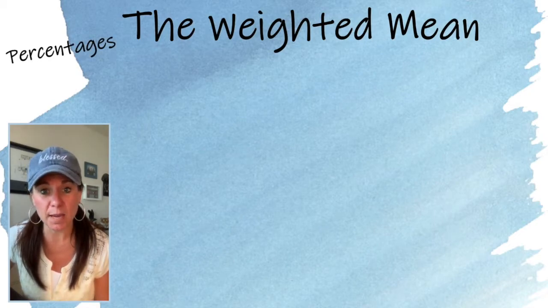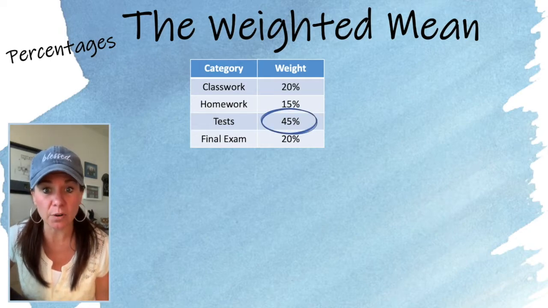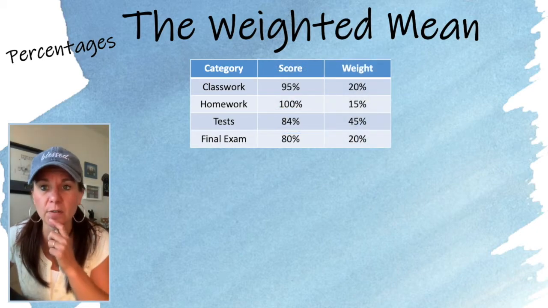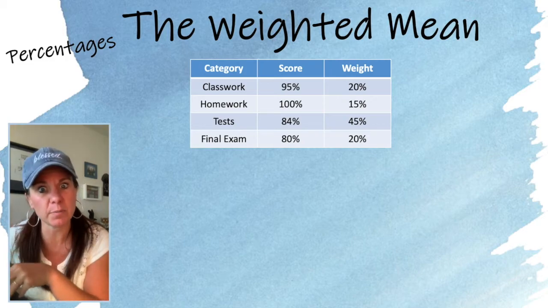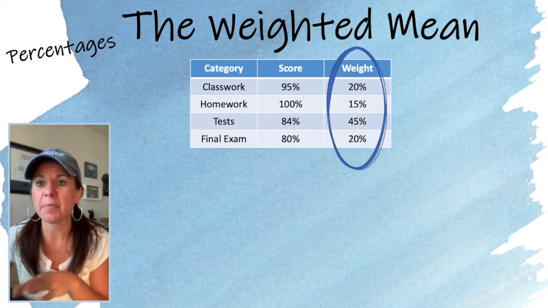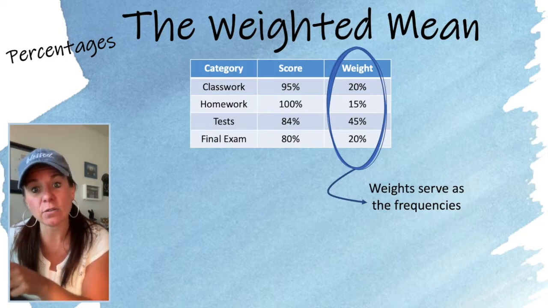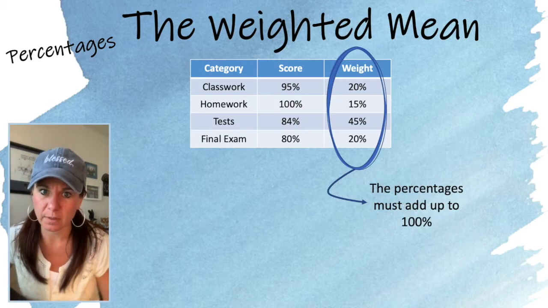Right, now another way to do weighted mean is with percentages. And this is something you might see in an academic setting where you have classwork, homework, tests, or whatever, all worth different things. In this case, tests are worth the most. So let's squeeze in some scores here for you. And if this was your grade in class, let's see what the actual final percentage would be for you. There's the weight. Now, first of all, the weights now serve as your frequencies. You have to make sure that they add up to 100% before you continue.